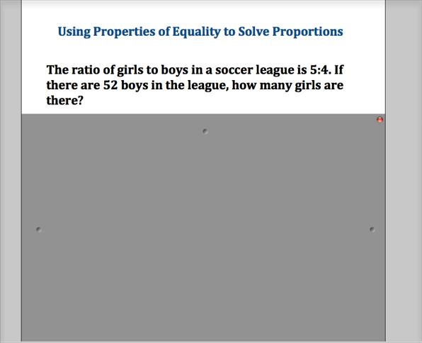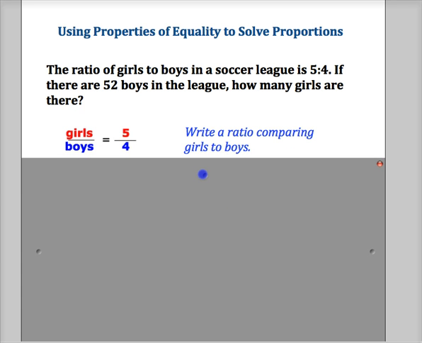In this next section, we're going to be using properties of equality to solve proportions. You've already set up ratios before. A ratio of girls to boys in a soccer league is 5:4. Don't forget that means 5 girls and 4 boys. If there are 52 boys in the league, how many girls are in the league?